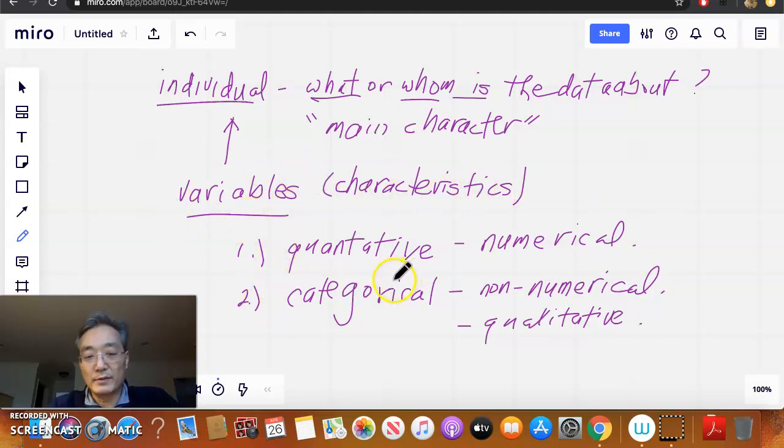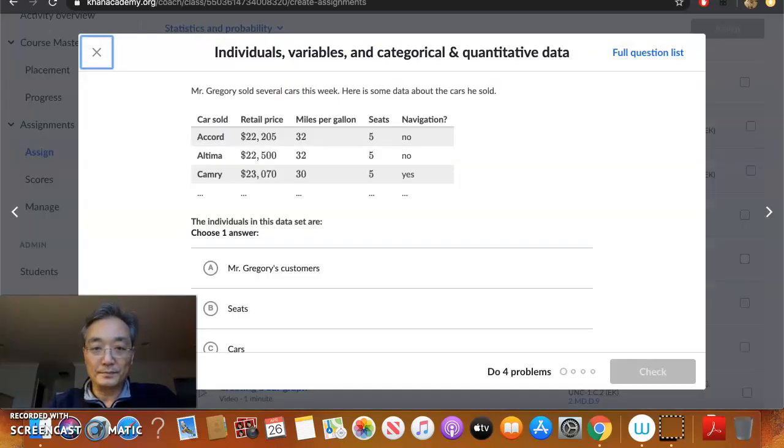And there are two types of main variables. One is the quantitative variables, which are your numerical variables. For instance, height or weight. And categorical are the non-numerical, eye color, hair color, etc. All right? So just with that in mind, let's go to our first problem.